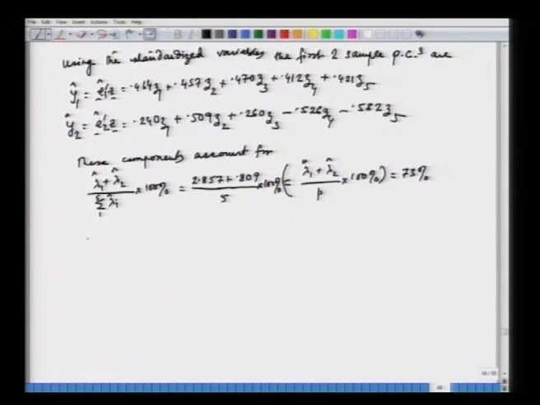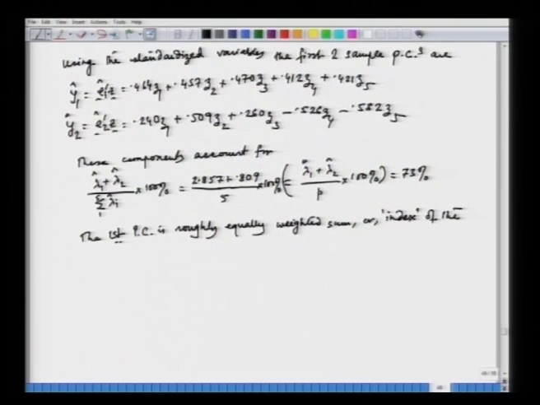So, let us give this interpretation. Briefly, I will write it. The first component, the first PC, is roughly an equally weighted sum. If you look at the weights, the eigenvector entries there are almost equal, so it is roughly an equally weighted sum, or a sort of market index, or index of the 5 stocks.